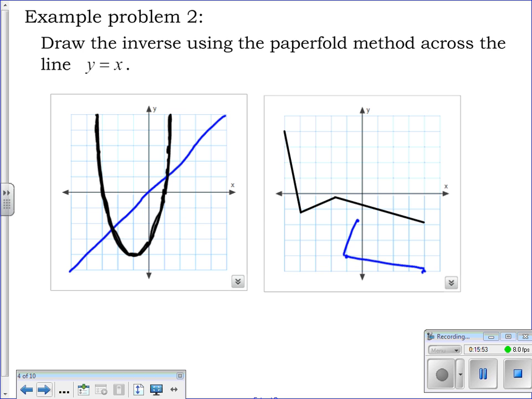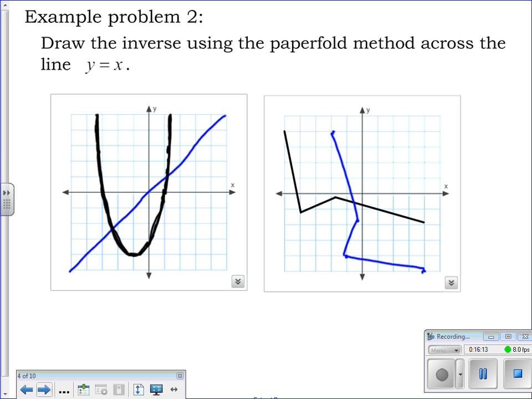1, 2, 3, 4. 2. 1, 2, 3, 4. -2. Yeah, that looks about right.